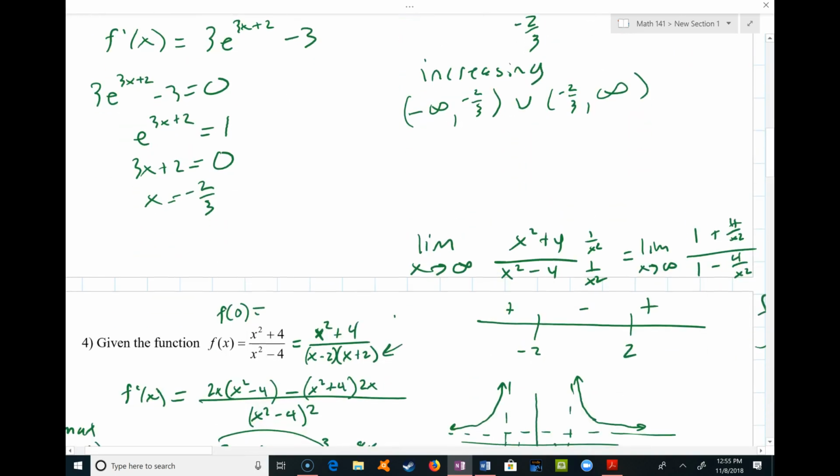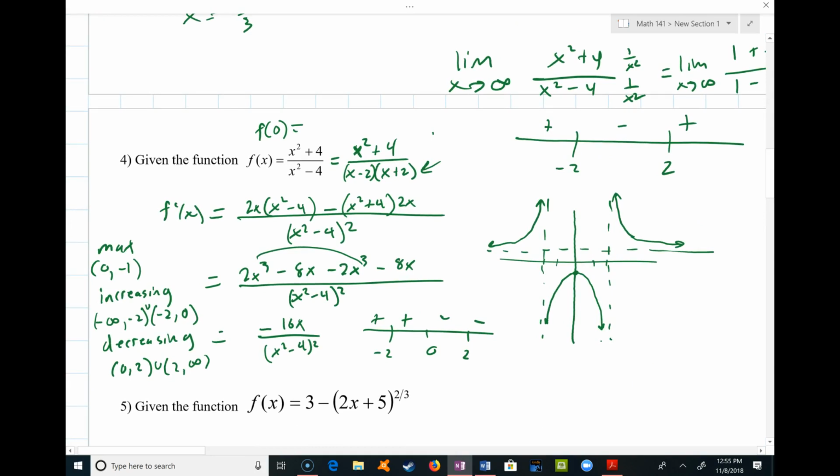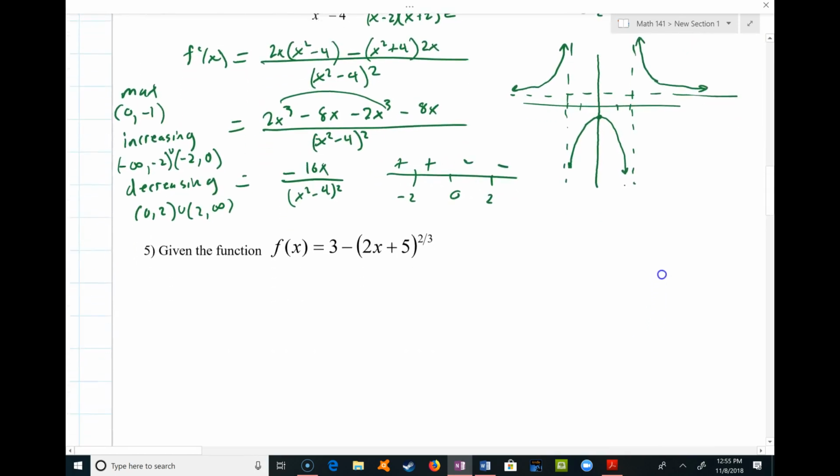Moving right along. Now this one I've already done. I think we did this in class, so I'll just pause that there for a moment so you can see it. I actually went ahead and drew the graph. And we did the second derivative stuff, so that's what that looks like. I move on to number 5.